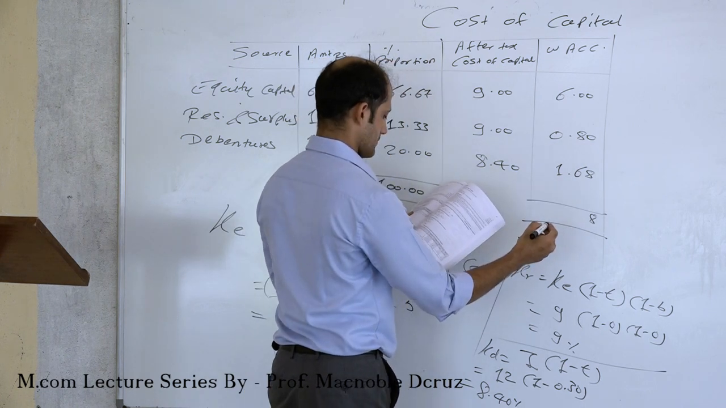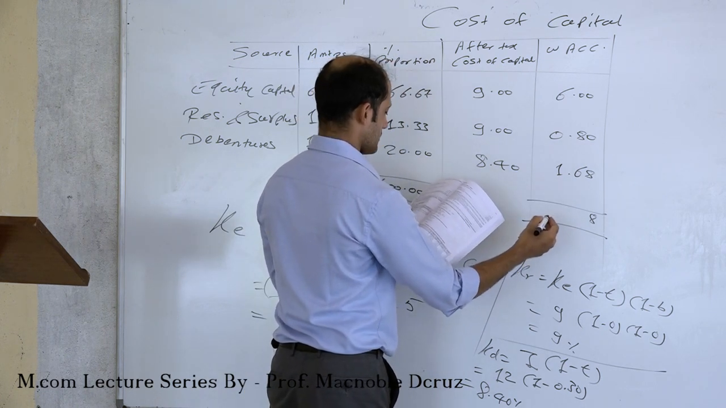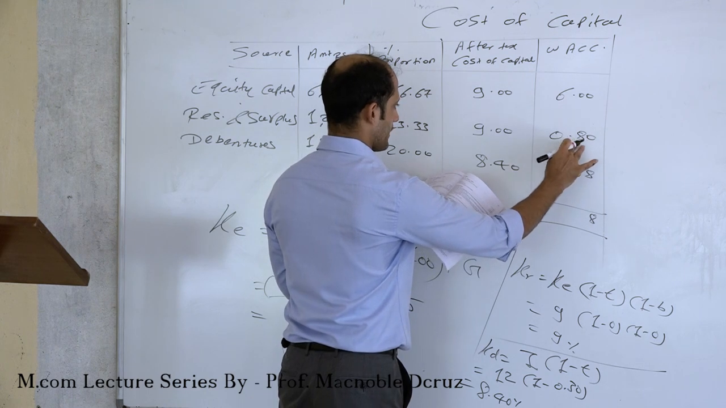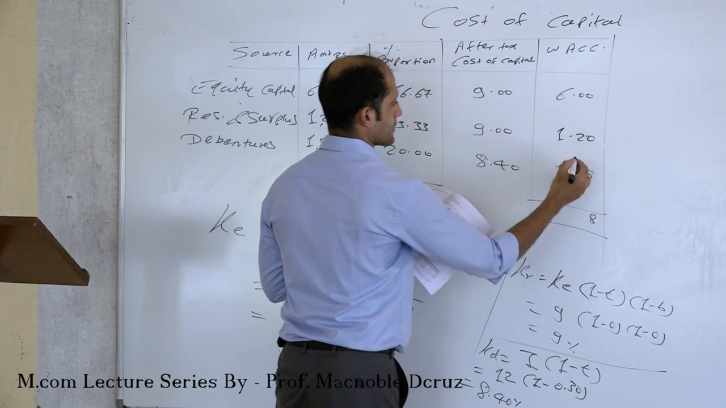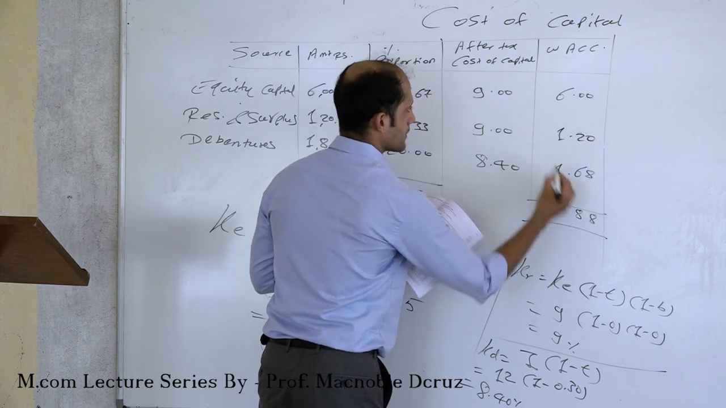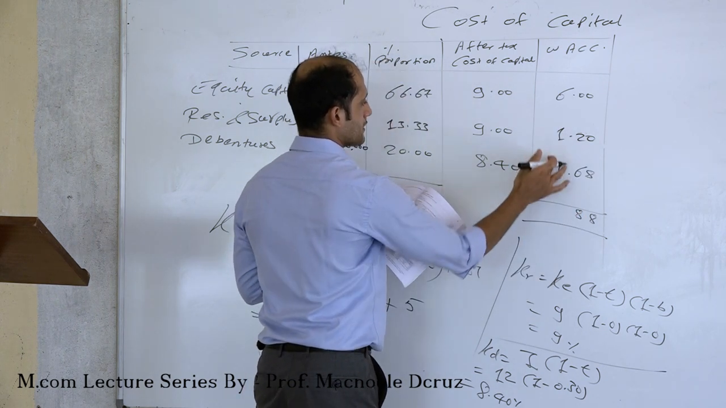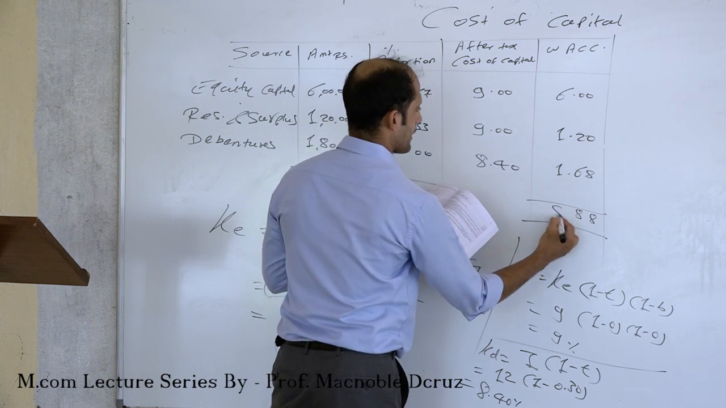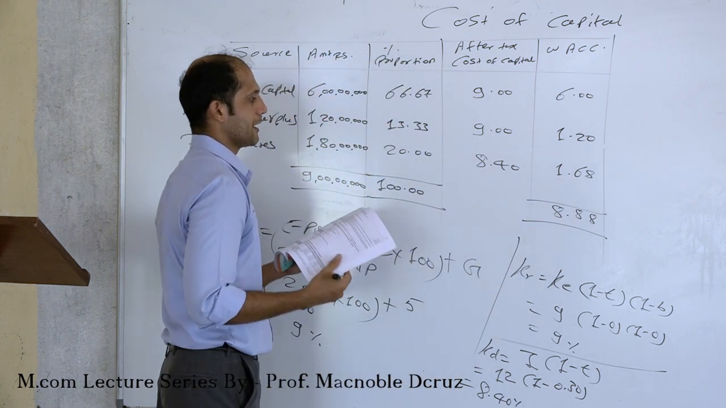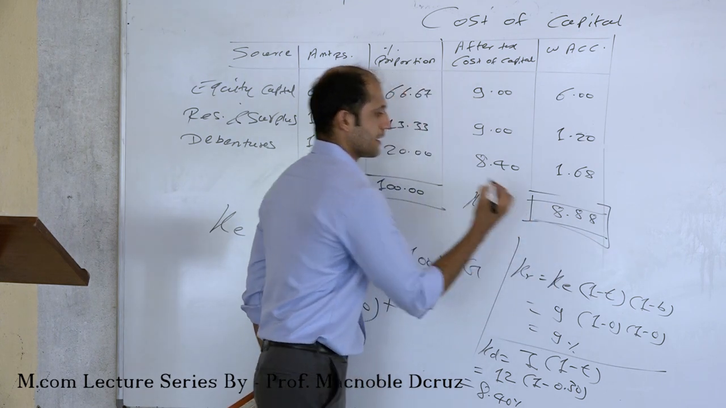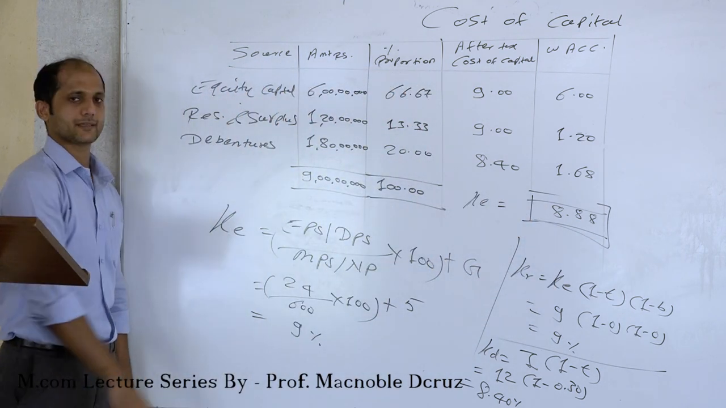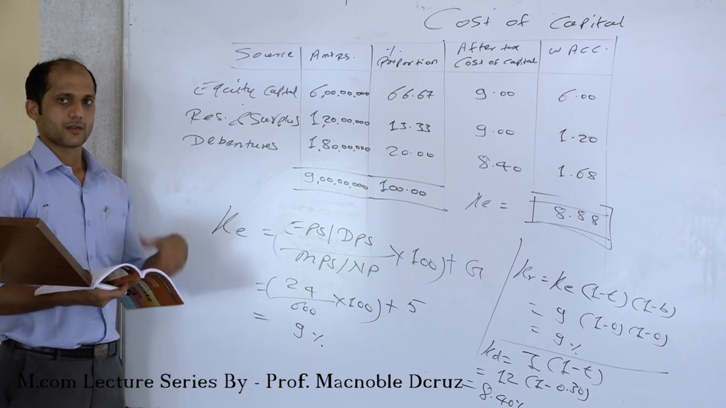Thereafter, make the total. Now I think this comes 1.20, students. 1.20. Yes. So it will come 7, 8, 8.80. So the cost of capital in this case is 8.80. Correct? Now, next part.